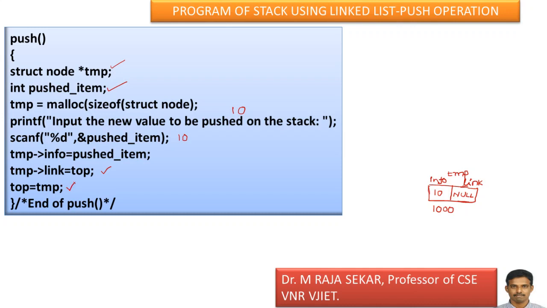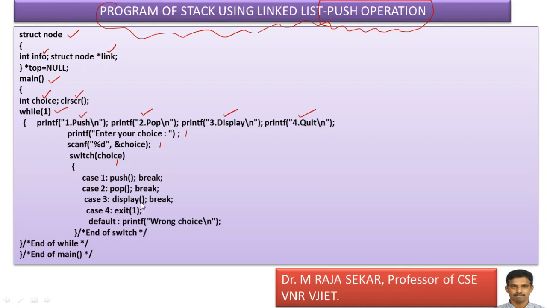top = tmp. What does it mean? top equals tmp. What is my tmp value? The tmp value is 1000. Therefore, I can say this is 1000. Yes, top = tmp. Now, where can I go? After executing this particular function, I must go back. Again, break. What is the break? Break means the push function is executed, and you will come out of the switch.